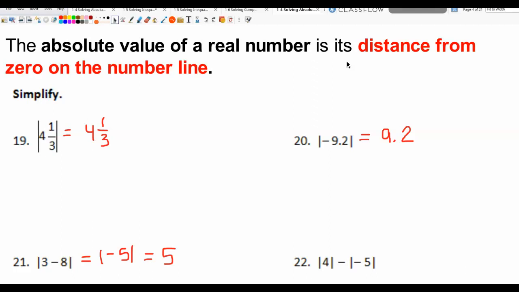The absolute value of 4 is 4. The minus is not part of the absolute value. It is the operation, so it stays. The absolute value of negative 5 is 5. So absolute value of 4 minus 5 is negative 1.